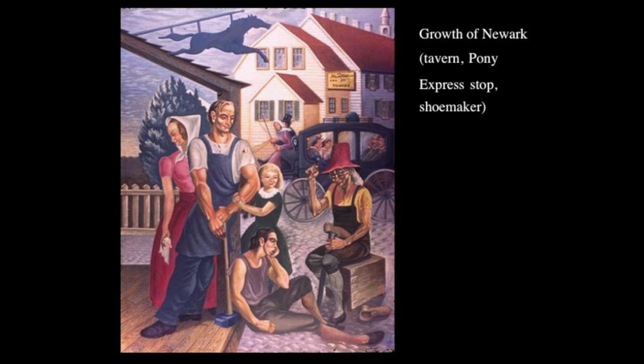Next. Those were the Brits looking not very pleasant on the left. The growth of Newark, we have a tavern in the background, a Pony Express stop, the carriage, a shoemaker working in the foreground, and an American family.